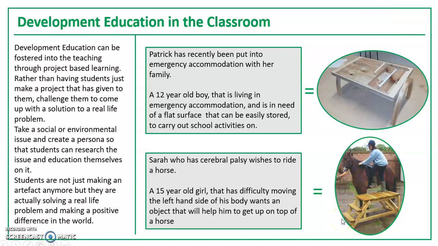So these are dealing with real life issues. What you would do is give students this brief, and then they go out and do their own research on the issue. They will research cerebral palsy, and they could research the heights needed to get onto a horse. They could research emergency accommodation, the size of it, what they have, what they don't have. So then students are almost teaching themselves about these development education issues, these social and environmental issues.